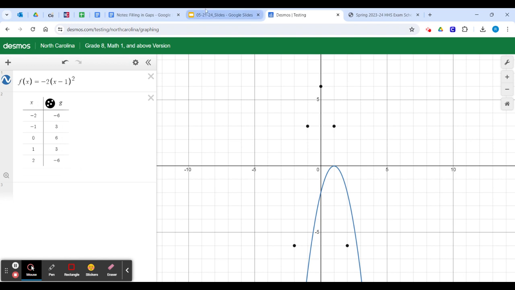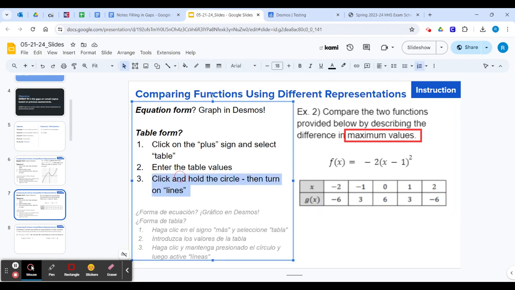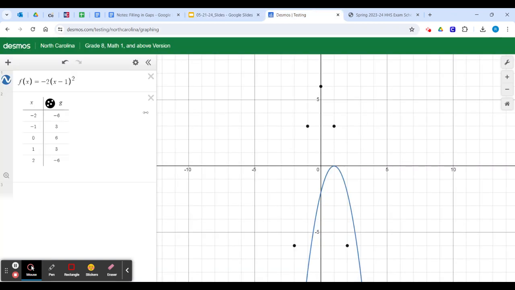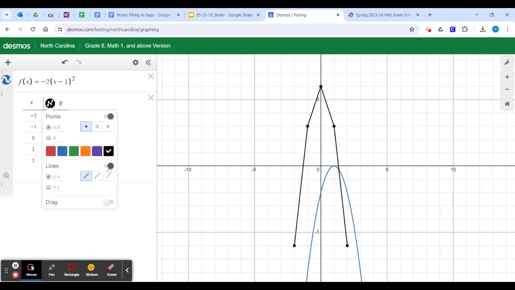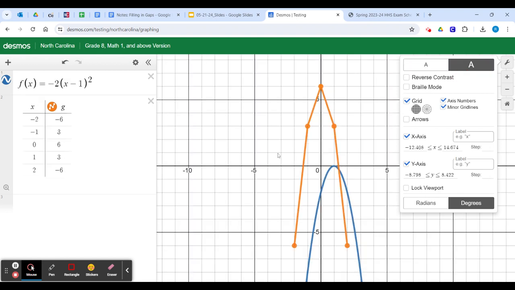Now, it might be difficult to see with just our dots what's going on. Maybe you can figure out what that max value is. What I like to do, though, is turn on the lines so we can see the trend of this graph. If I click and hold this dot here, I can turn on these lines. I can also change the color if I want to. I'm going to change it to orange to make it pop a little more, and make my text a little bit bigger.